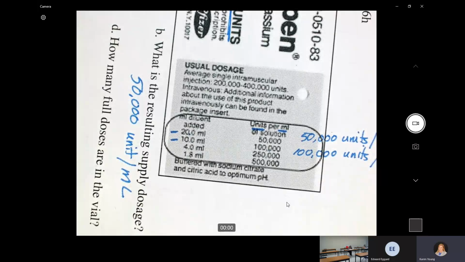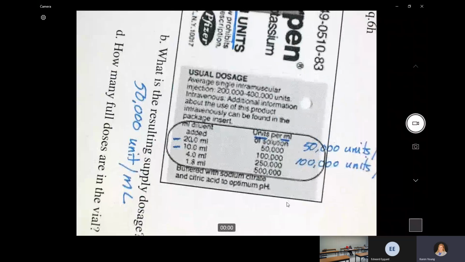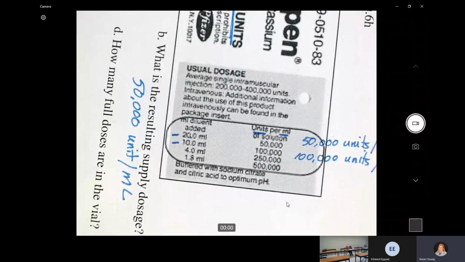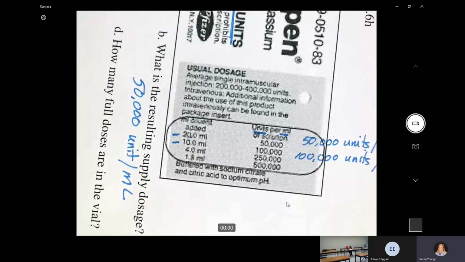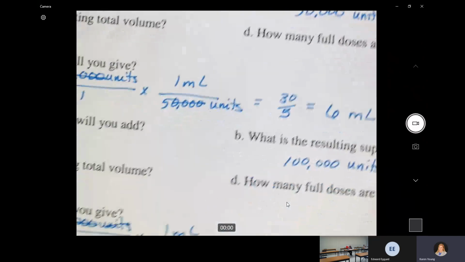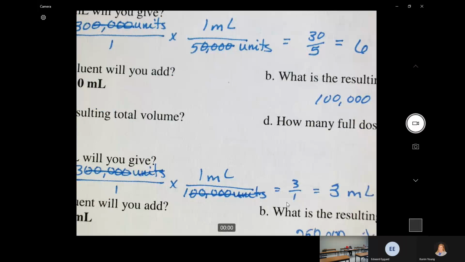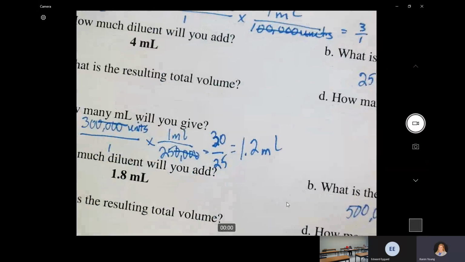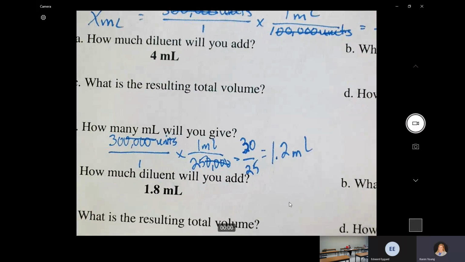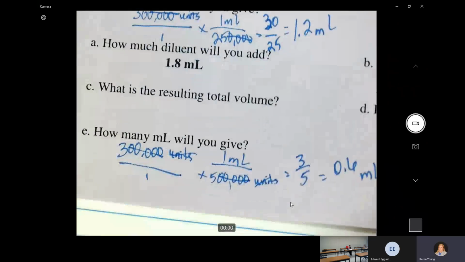Okay, we're ready to look at it? First I'm just going to ask, how many milliliters are you going to give with the 4 milliliters diluent? If you're adding 4 milliliters of diluent, how many milliliters of medication will you give? 1.2. And then how much will you give if you're adding 1.8 milliliters of diluent? 0.6.